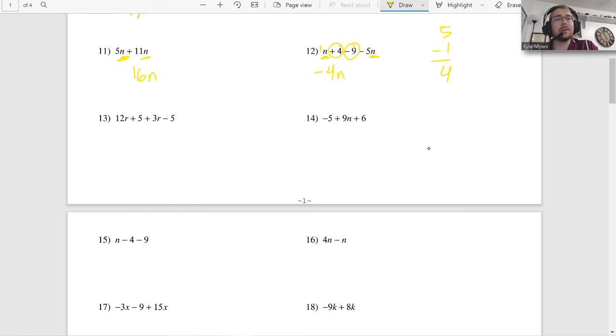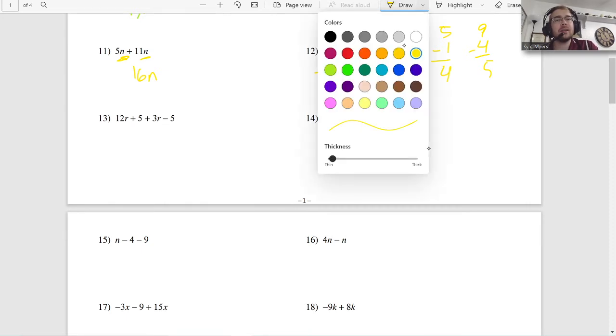Then I've got two numbers here, and they have different signs. So I want to subtract. 9 minus 4 is 5. Did I have to switch the signs? Yes. The 9 was minus. The 4 was plus. So this should be minus 5. Okay, that's what I'm doing.